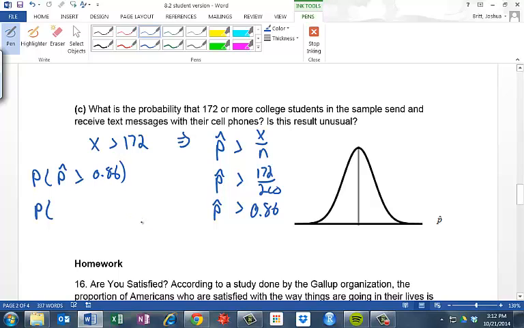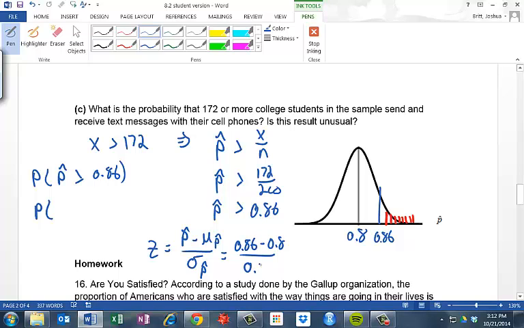And we'll have to convert p hat into z. We'll label the mean, 0.8. We'll label our boundary point, and we'll shade in everything greater than 86%. And now we'll convert. So z equals p hat minus the mean, over sigma p hat, which is 0.86 minus 0.8 over 0.0283, and we get 2.12.